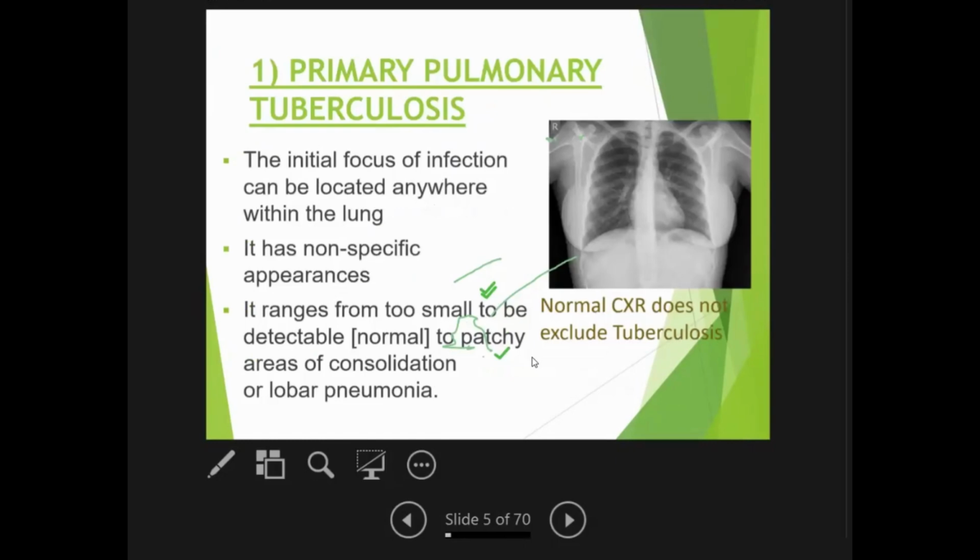So the initial infection can be located anywhere, and it is non-specific, and most of the time it is too small to be detected. Then we call it a normal chest X-ray. But areas of consolidation and bronchopneumonia can develop into later appearances. But remember, a normal chest X-ray does not exclude TB.